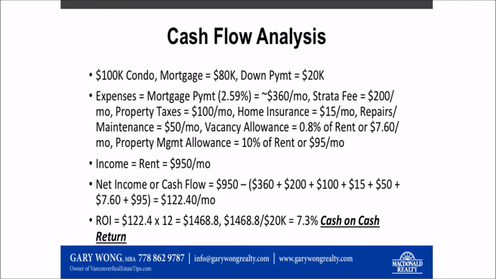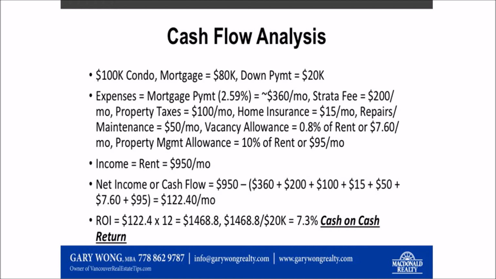Your strata fee is $200 a month. Property tax is about $100 a month. Actually, some of it is less, but be conservative, $100 a month. Your home insurance is about $15 a month. Your repairs and maintenance, so let's just put $50 aside in your bank account in case your tenant needs some repairs and maintenance. $50 a month.